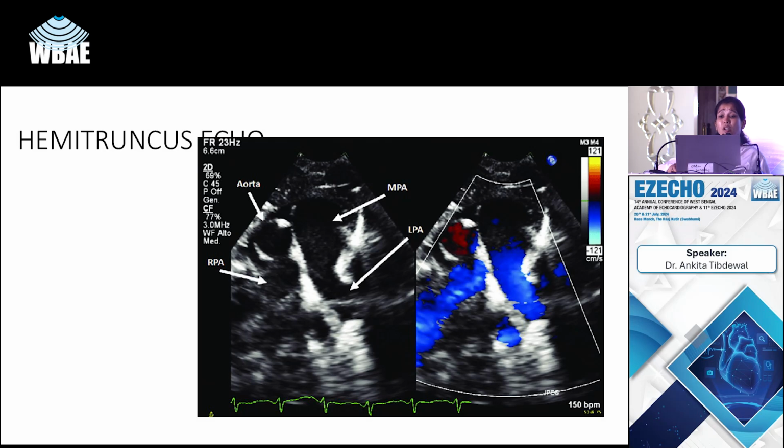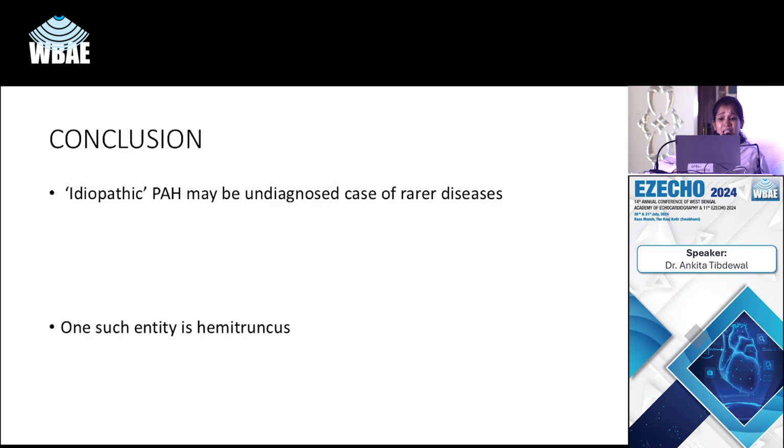This image does not belong to this patient. However, just for discussion's sake, this is how a short axis view of this case would look like, in which the aorta is giving rise to the right pulmonary artery and the main pulmonary artery is giving rise to the left pulmonary artery.